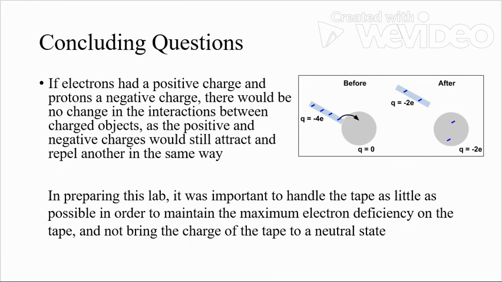And then, final concluding questions. If electrons had a positive charge and protons had a negative charge, you wouldn't actually see any difference between the interactions of the charged objects, as the positive and negative charges would still attract and repel each other in the same way. Like charges will repel, and opposite charges will attract.